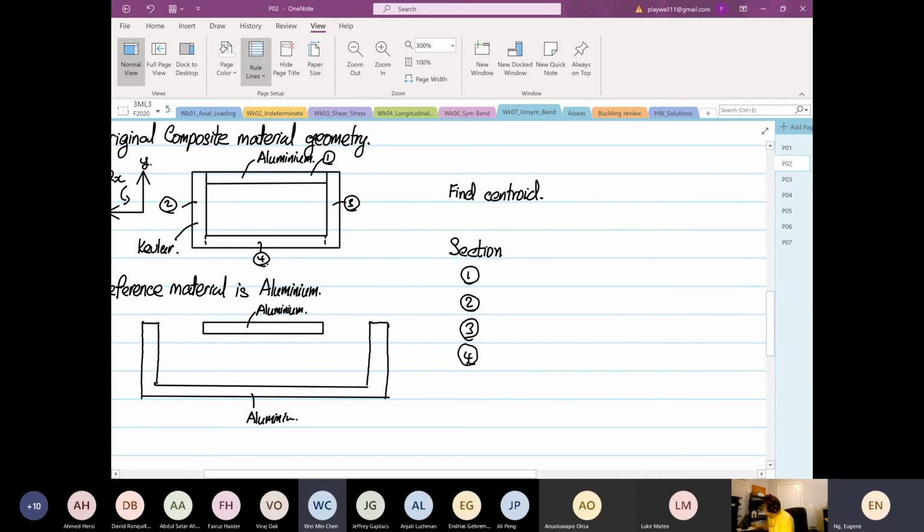Eugene, can I have a question? Yes. Does the width of 2 and 3 change too? Yes. Okay, that's why I drew it slightly thicker. The width of 2 and 3 did change. And then you have material.